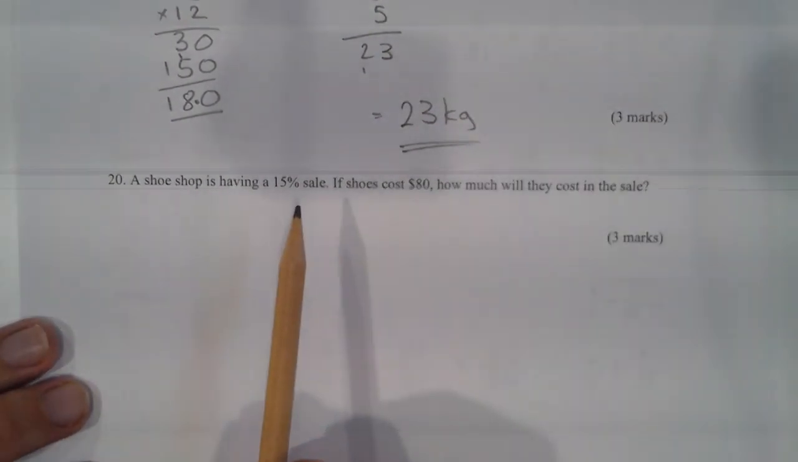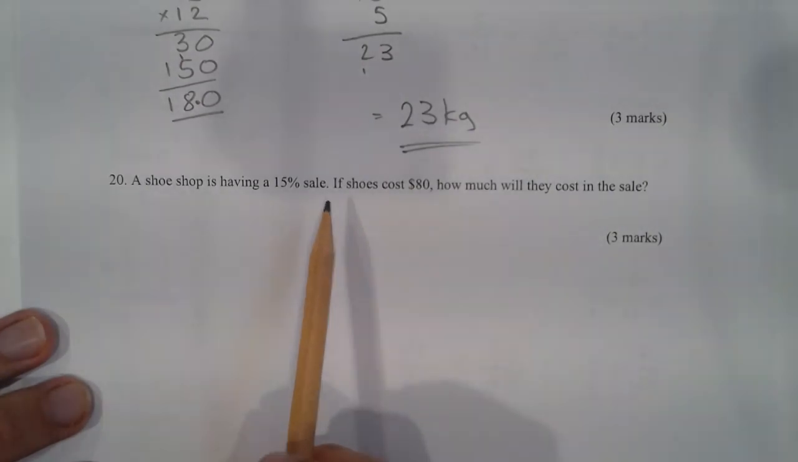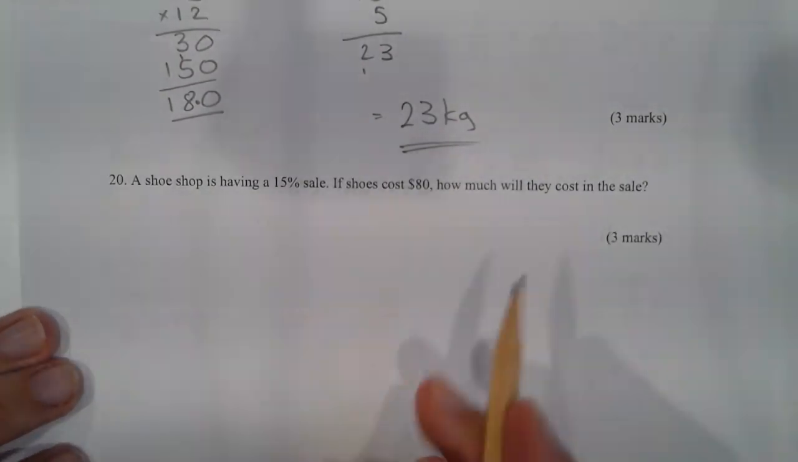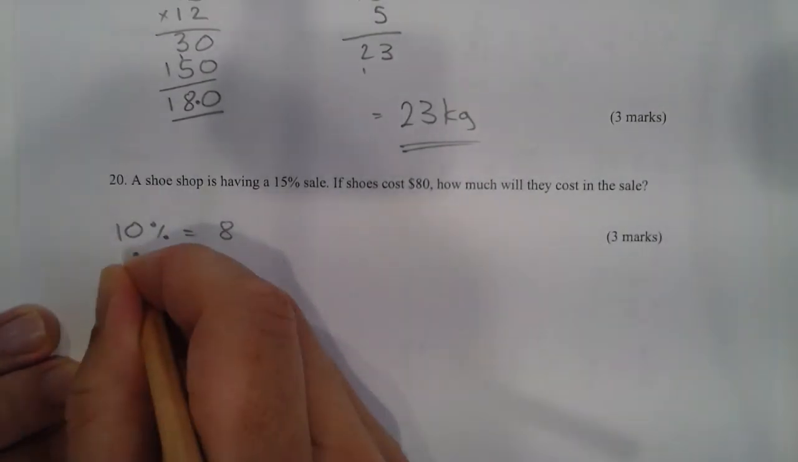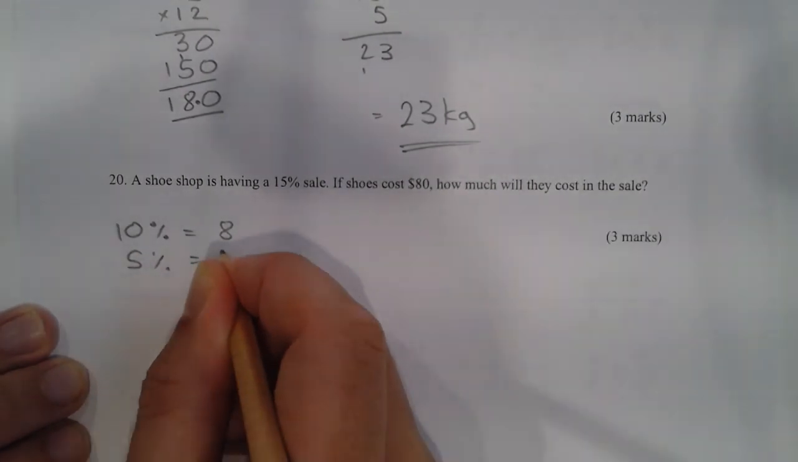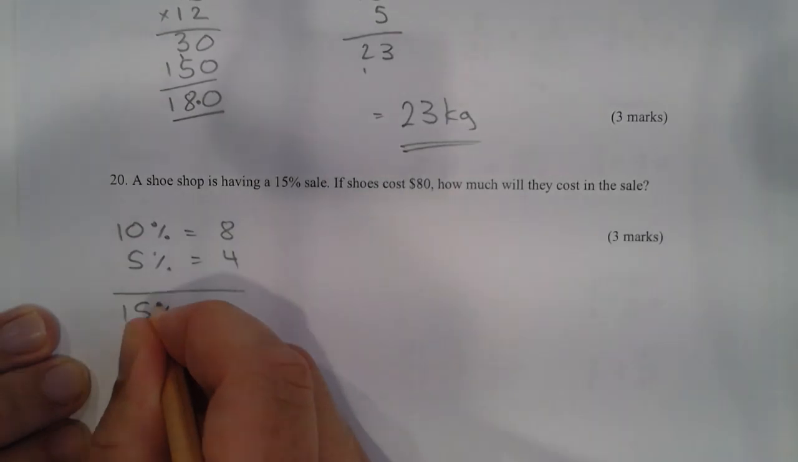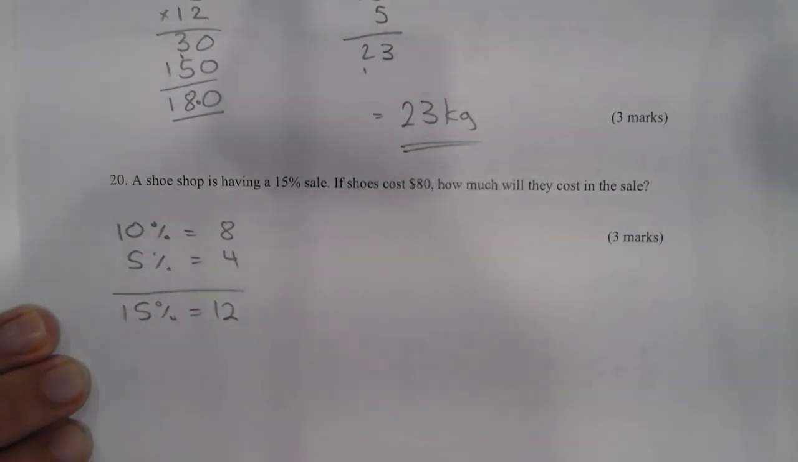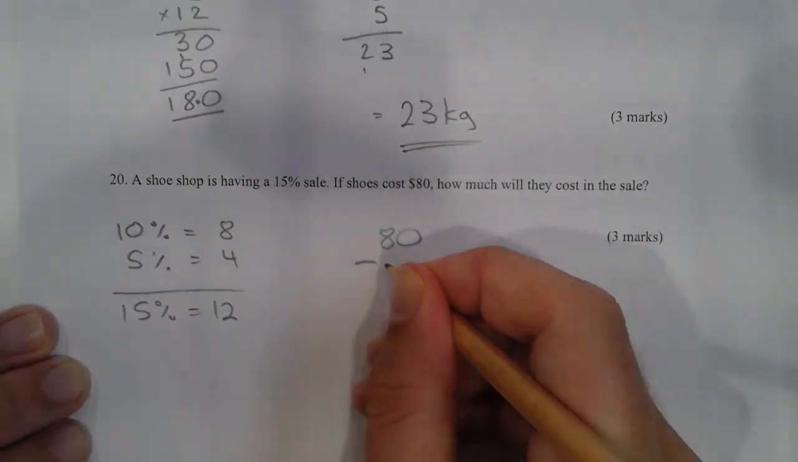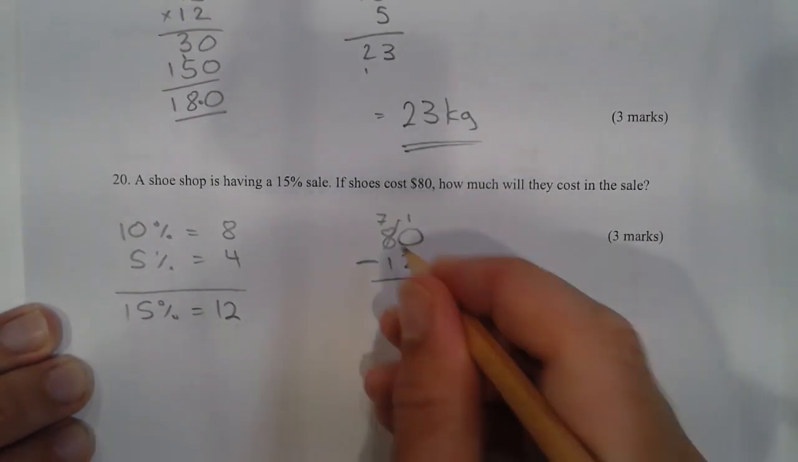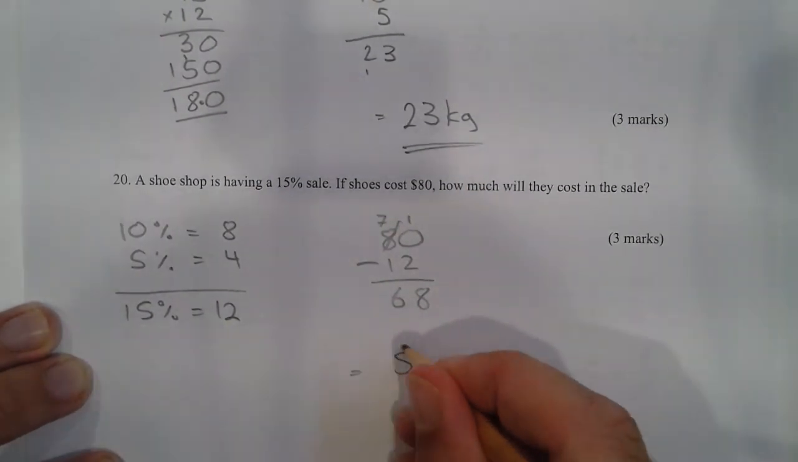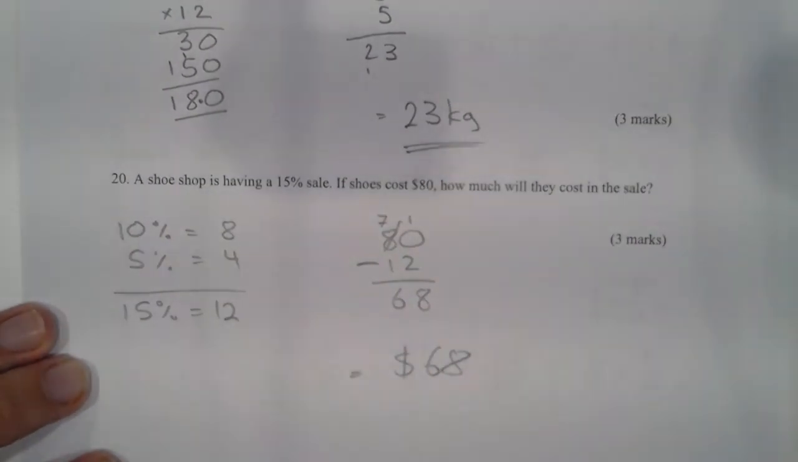A shoe shop is having a 15% sale. If shoes cost $80, how much would they cost in the sale? Well, let's find 15%. 10% must be 8. 5%, well, half of that is 4. Therefore, 15% must be 12. Sale means discount, so we take it away. 10 take away 2 is 8. 7 take away 1 is 6. The shoes now cost $68.